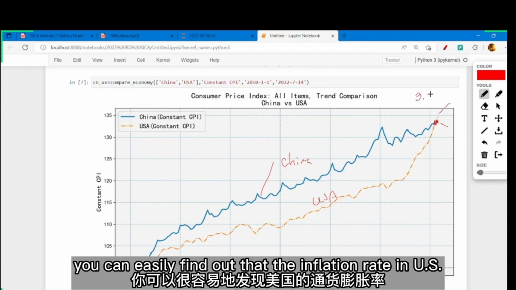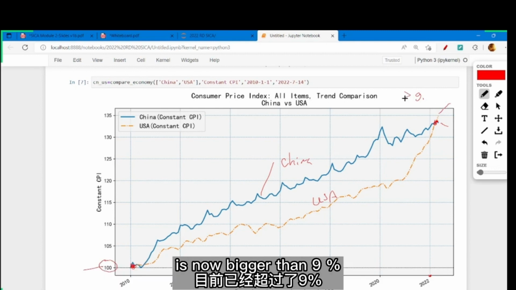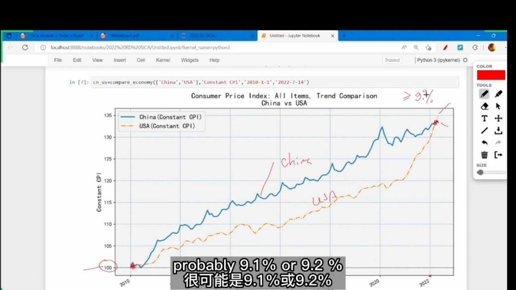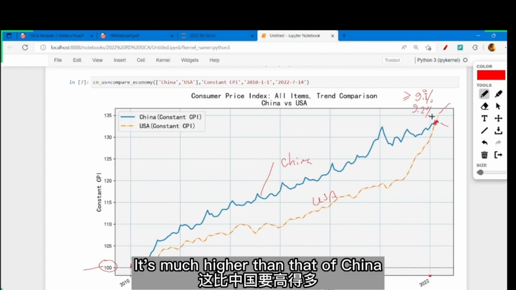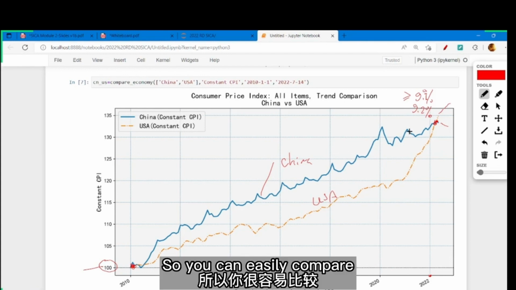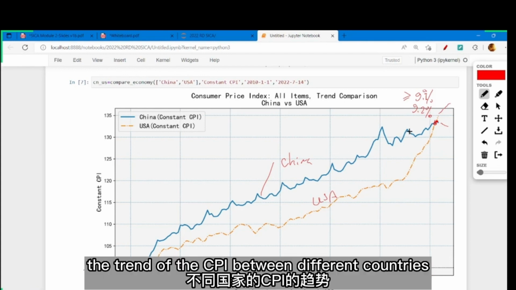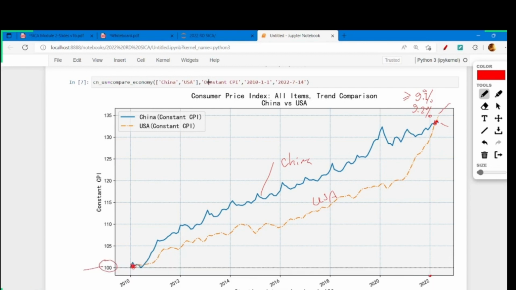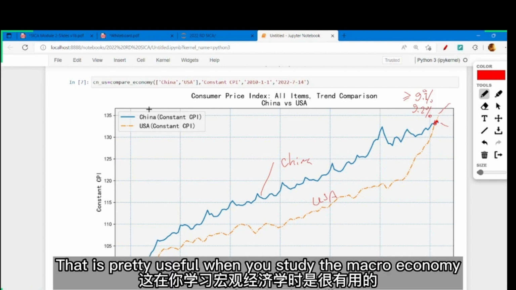from internet, you can easily find out that the inflation rate in US is now bigger than 9%, probably 9.1 or 9.2%. It's much higher than that of China. So you can easily compare the trend of the CPIs between different countries. That is pretty useful when you study the microeconomy.